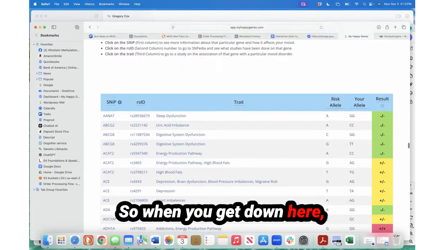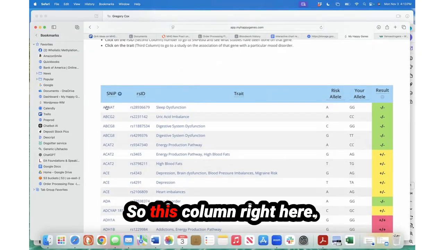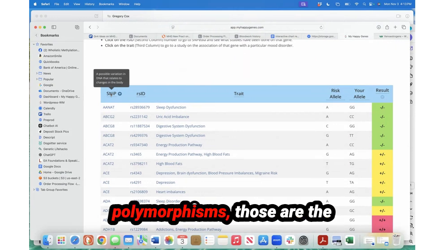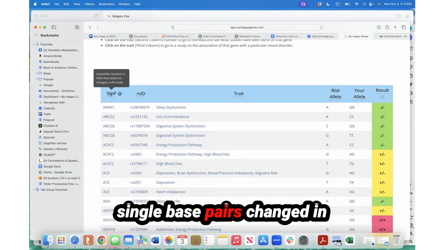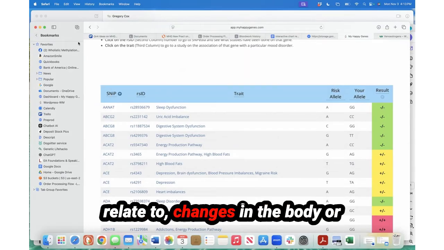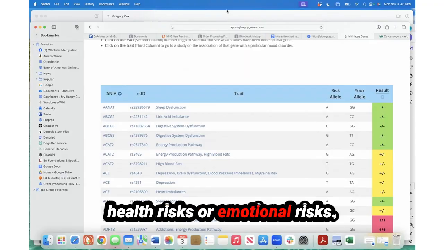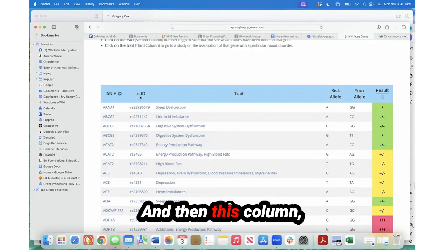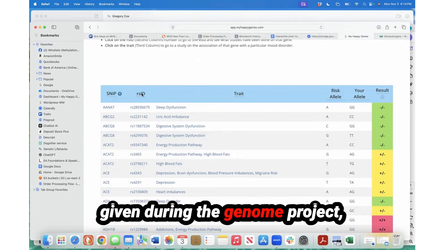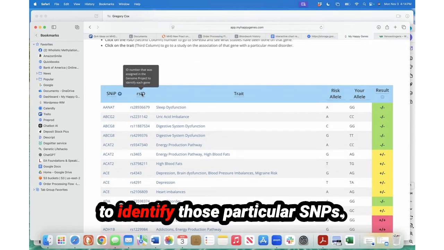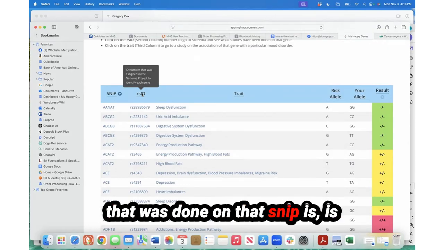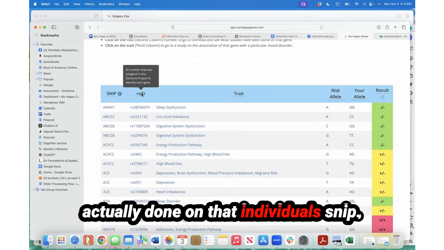So when you get down here, you're going to see the genes. This column right here are the single nucleotide polymorphisms. Those are the single base pairs changed in these particular genes that can relate to changes in the body or health risks or emotional risks. And then this column, this is the RSID number. This is the ID number that was given during the Genome Project to identify those particular SNPs so that we know that the research that was done on that SNP is actually done on that individual SNP.